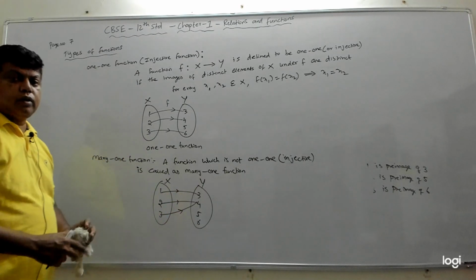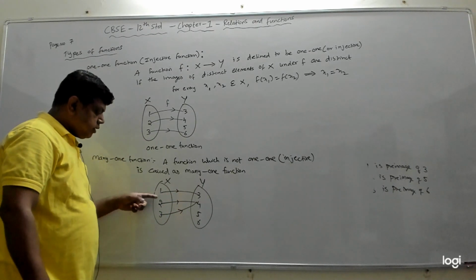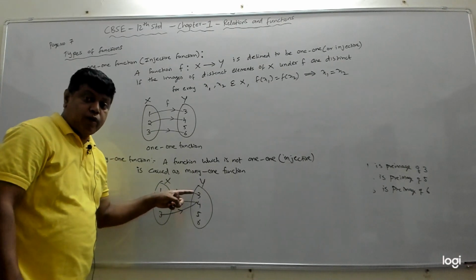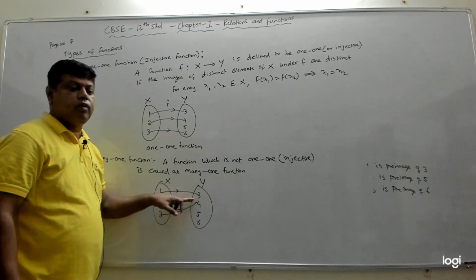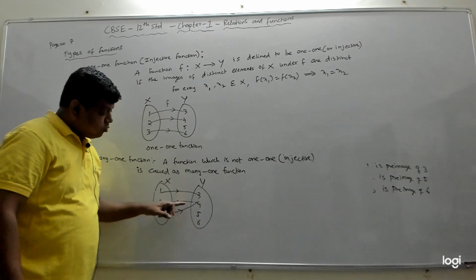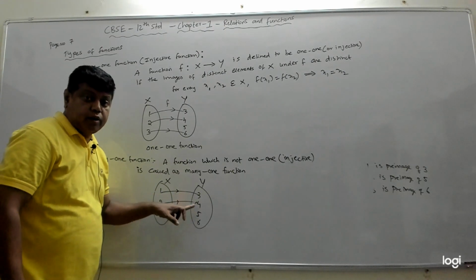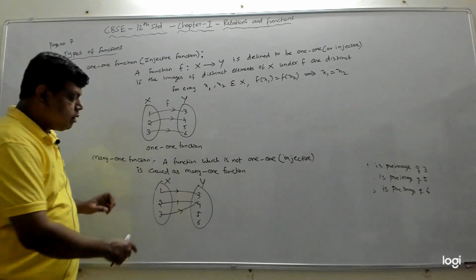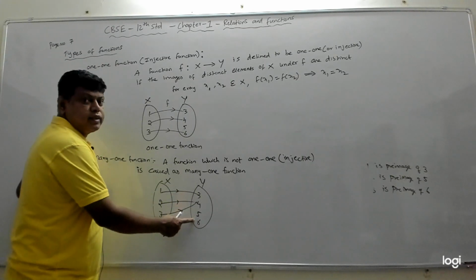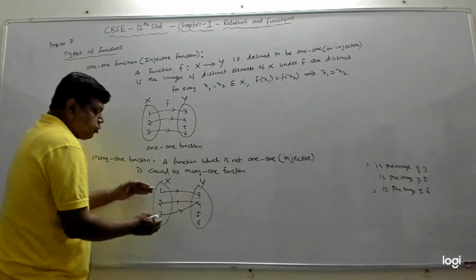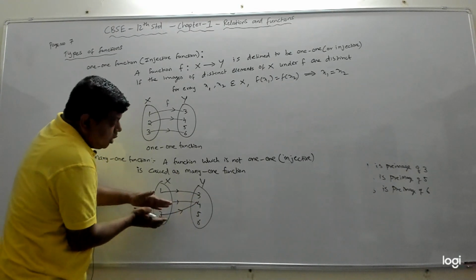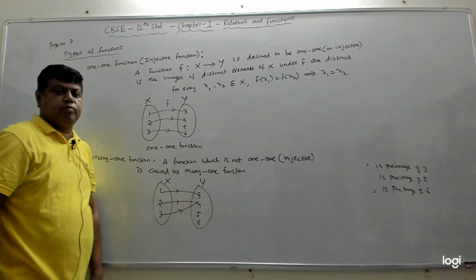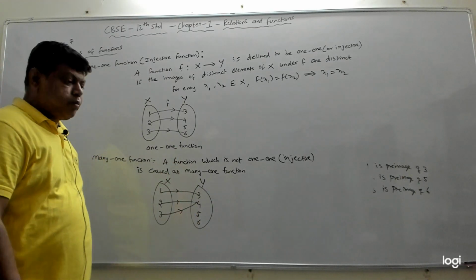Now is it a function? It is a function because every element in A is mapped and it goes to only one element. 1 goes to only 3, 2 goes to only 4, 3 goes to only 4. 3 can go to the same 4, but it has to go to only one element. 3 again cannot go to 6, and that is not a function. So 2 elements here can be mapped to one element, but one element here cannot be mapped to 2 elements, then that is not a function. But this is a function.